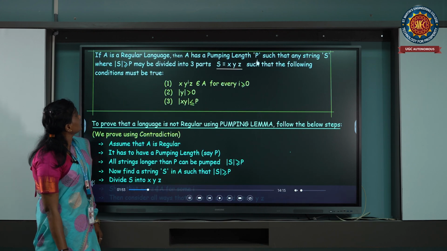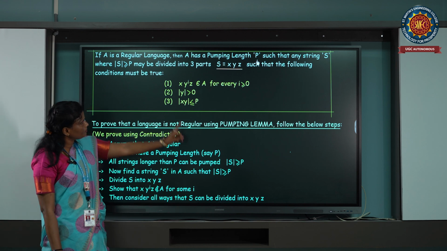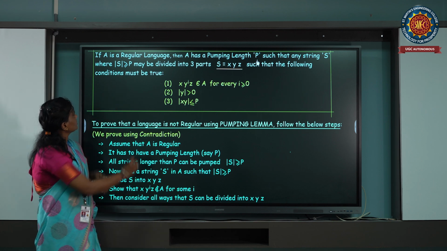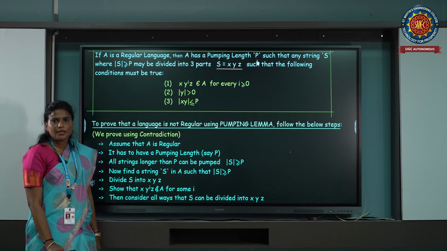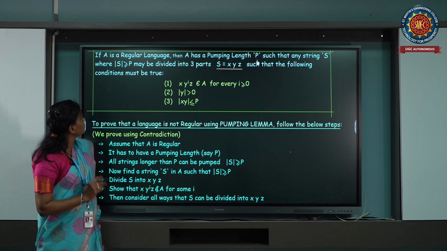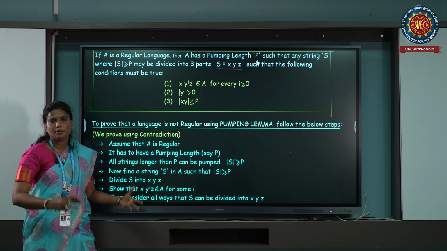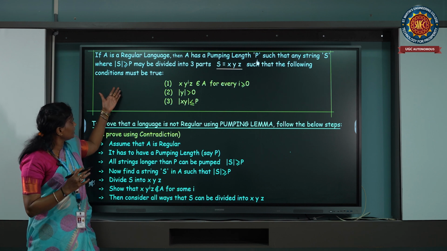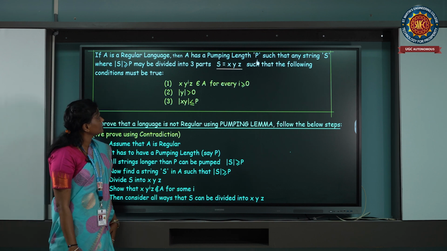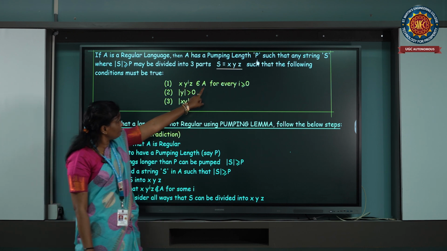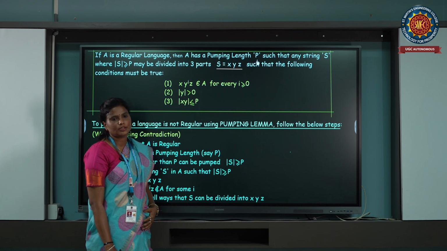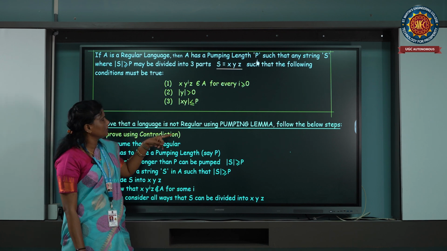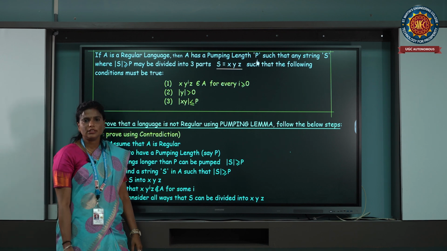So if A is a regular language, then A has a pumping length p such that any string s, where the length of s is greater than or equal to p. I am taking here p as 7, p equal to 7. Whatever the length will be after pumping, the length of the string will be greater than the pumping length. Suppose I take s and divide it into 3 parts, that is x, y, z, such that they follow these 3 conditions for proving whether the language is regular or not.